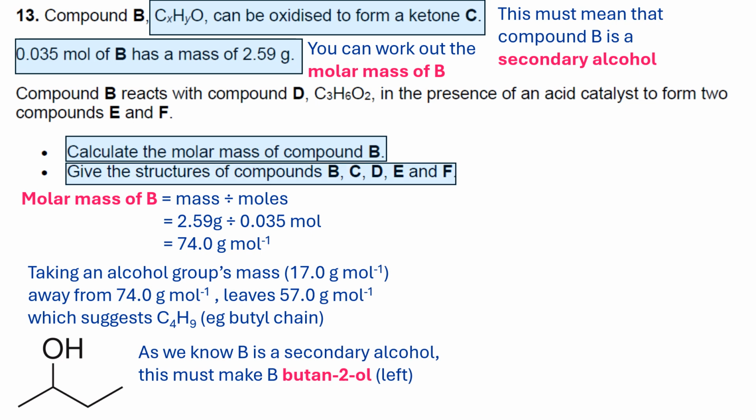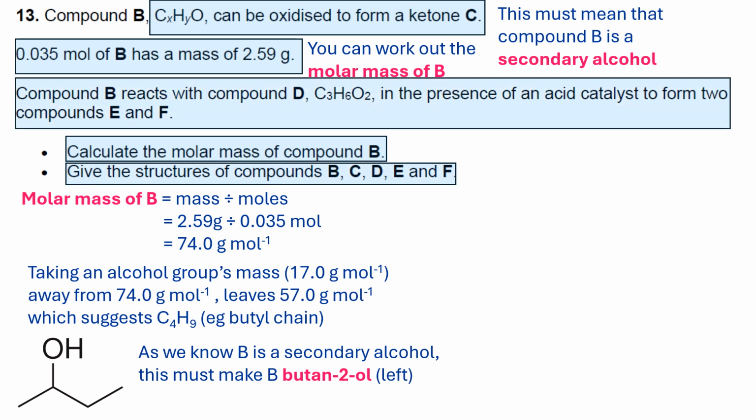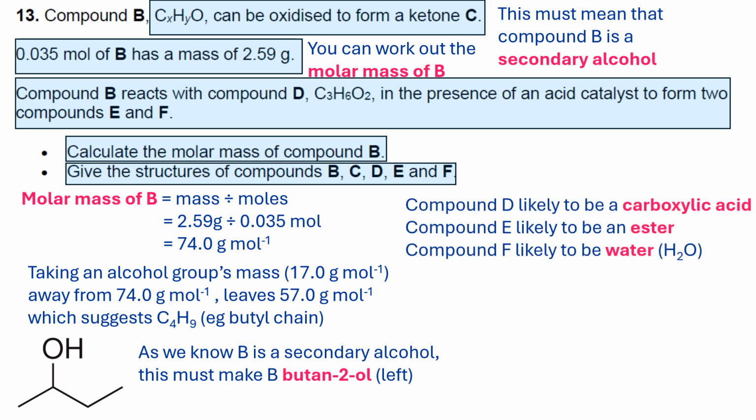So they want you to give the structures of compounds B, C, D, E, and F. It tells you that compound B reacts with compound D, which is C3H6O2, in the presence of an acid catalyst to form two compounds, E and F. Anything with two oxygens, which is organic-based, is highly likely to be either a carboxylic acid or an ester itself. Now, alcohols and carboxylic acids react to make esters, and they need an acid catalyst to do so. When they do that, they also produce water. So that means that compound D is likely to be a carboxylic acid, compound E is likely to be our ester, and compound F is likely to be our H2O.